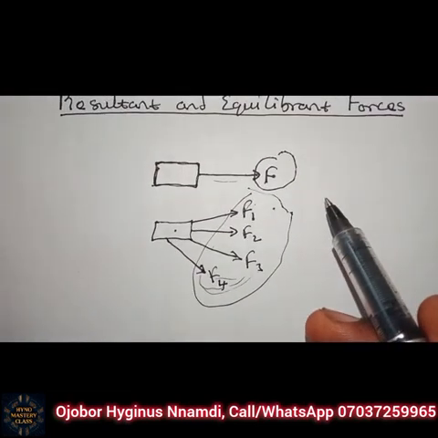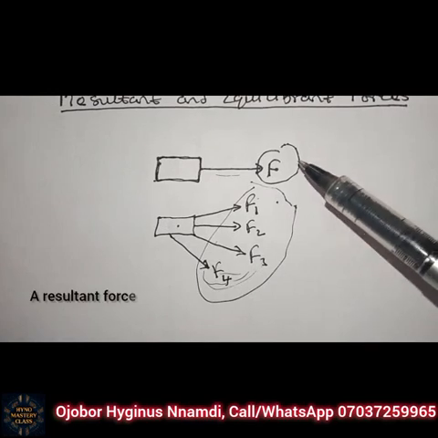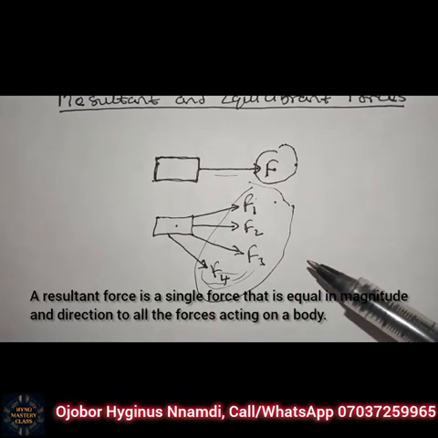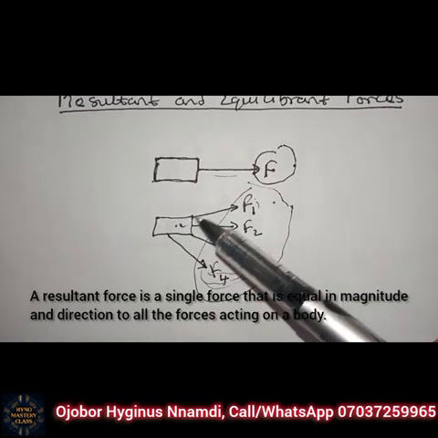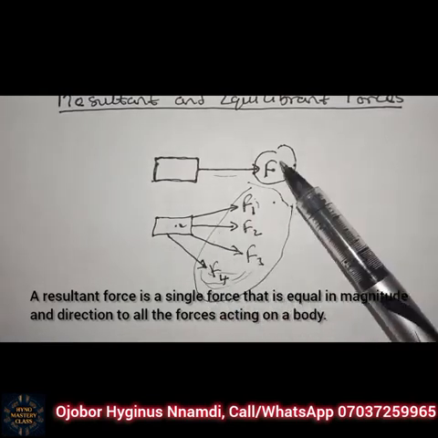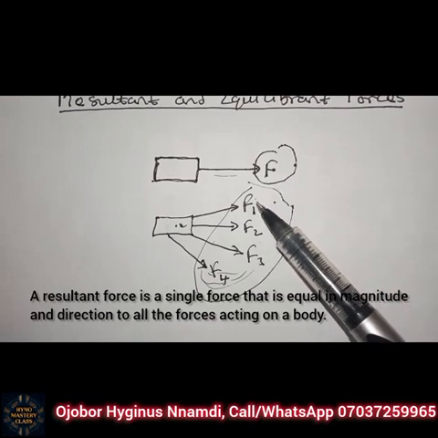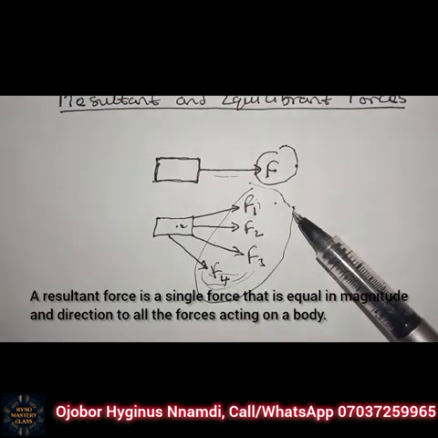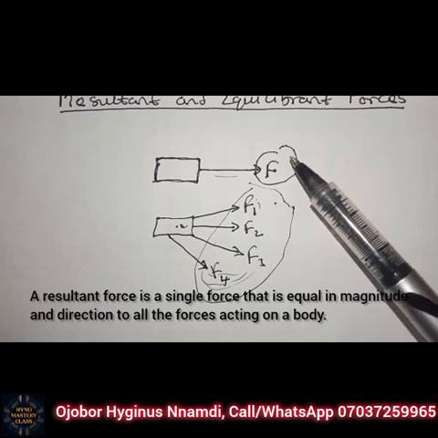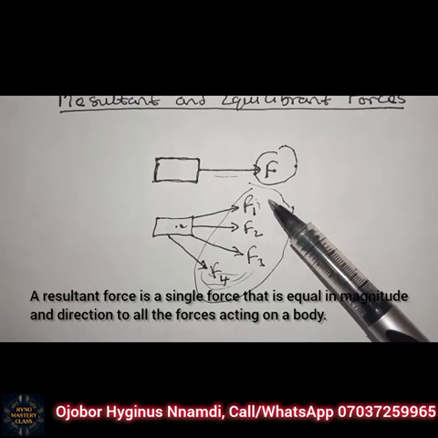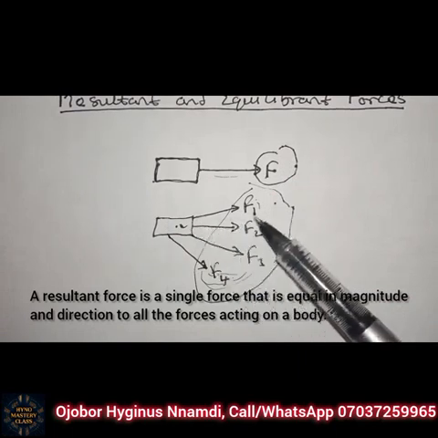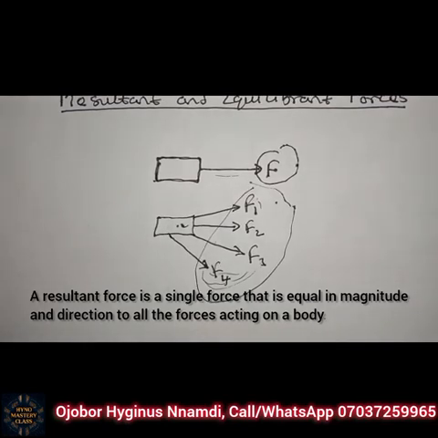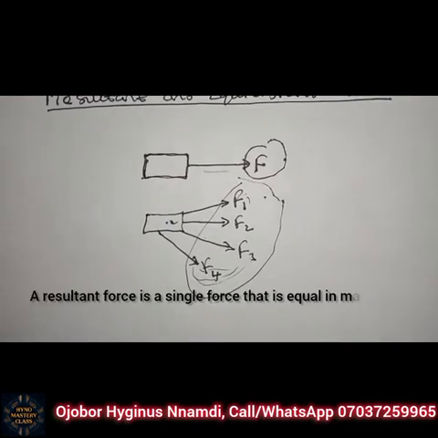So a resultant force is a single force that is equal in magnitude and direction to all the forces acting on a body. These are the forces acting on this body. The resultant of these forces is this single force that has the same capacity of moving the body that these four forces were able to move, and moving it in the same direction. So we define resultant force as a single force that is equal in both magnitude and direction to all the forces acting on a body. Magnitude is like the quantity of force. How do we now differentiate it from equilibrant force?